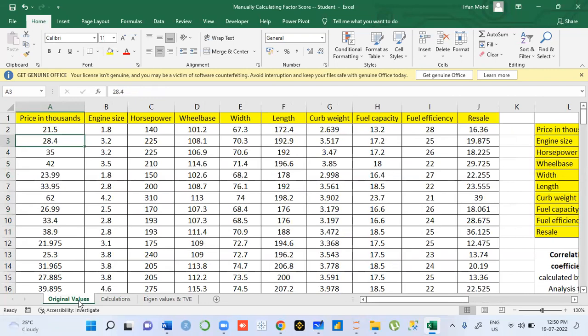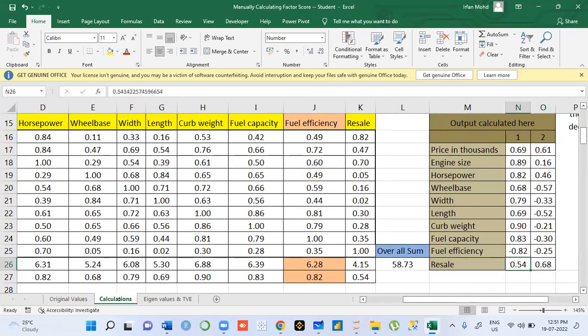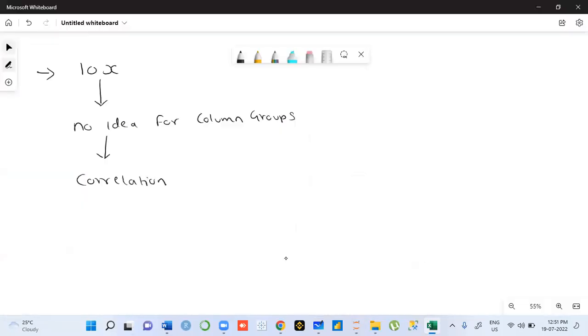Any idea? So, no idea for grouping, for column groups. Okay. To get an idea, we compute correlation. Clear? In correlation, for every variable, guys, I have done the sum and then I have done the overall sum. Is this clear? What is the overall sum?